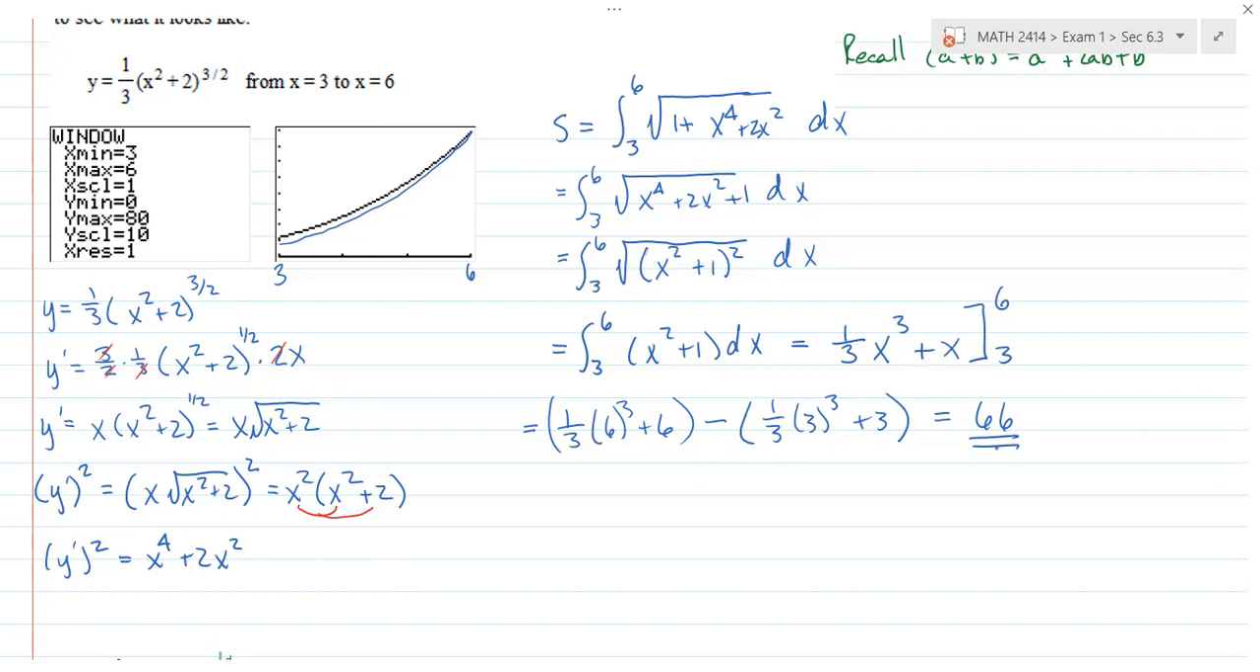Do you see how we came up with the formula that we're going to use for arc length? I mean, does that make sense? Now it's just a matter of using that formula in order to find the arc length of different curves. So let's look at another problem.